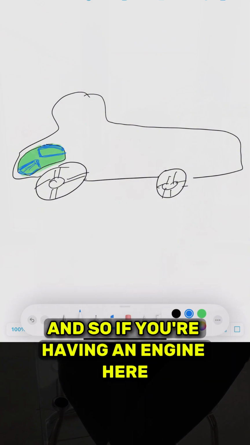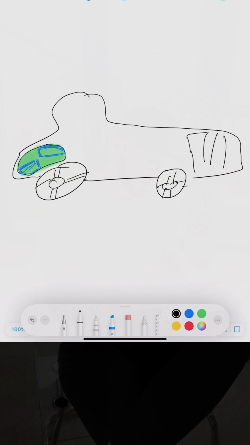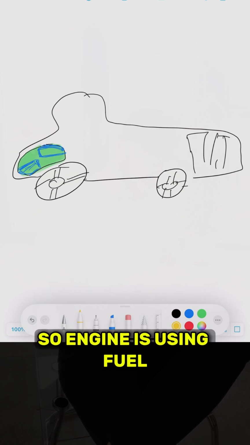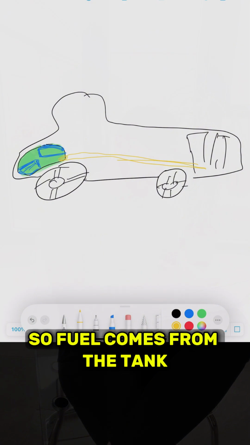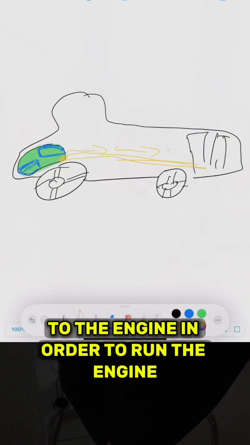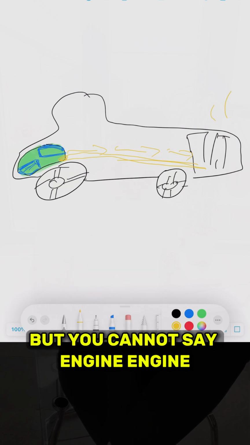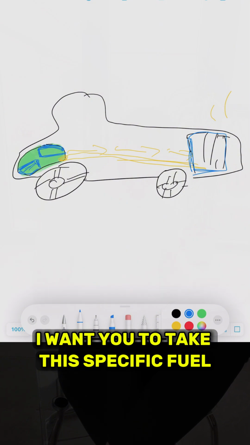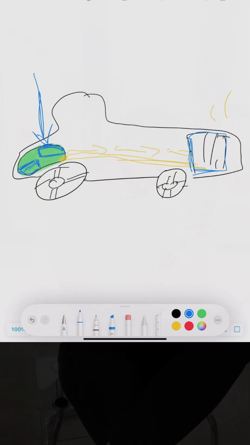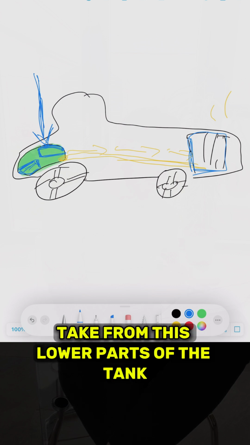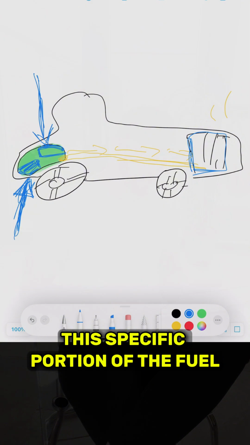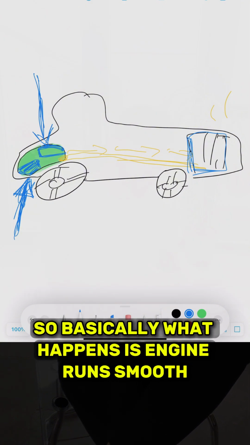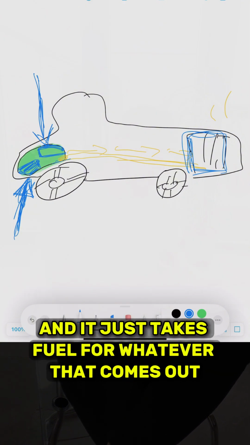And so if you're having an engine here, the engine is using fuel. So fuel comes from the tank to the engine in order to run the engine. But you cannot say, engine, I want you to take this specific fuel, or I'm going to tell you, take from this lower part of the tank this specific portion of the fuel. So basically, the engine runs smooth and it just takes fuel from whatever comes out.